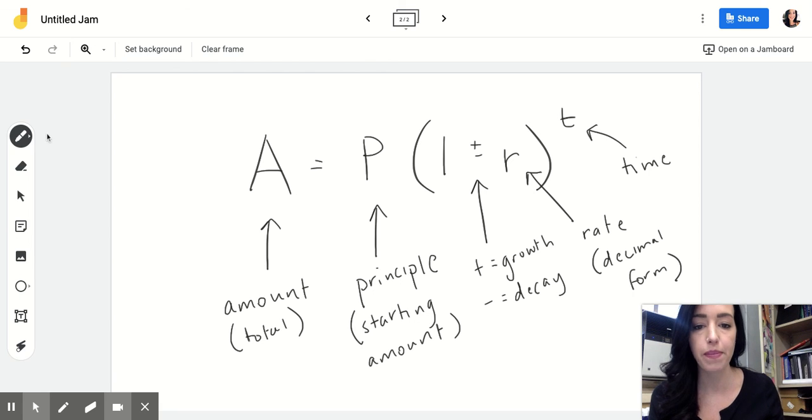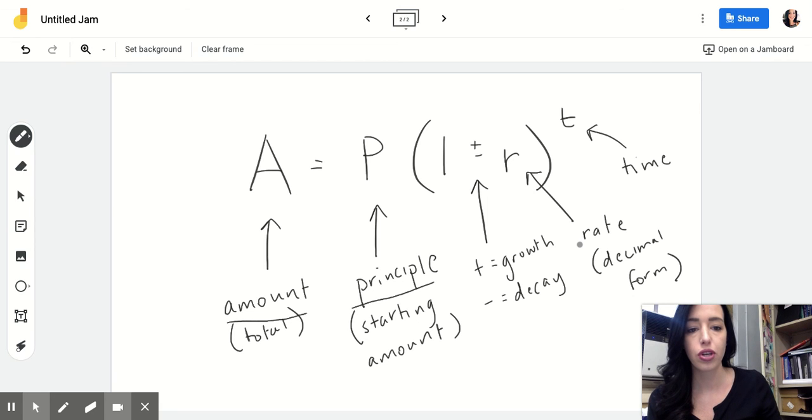That's my time. All right, so I just wanted to show you guys these are the words that we use to describe the interest formula, but it all relates back to that original exponential function.